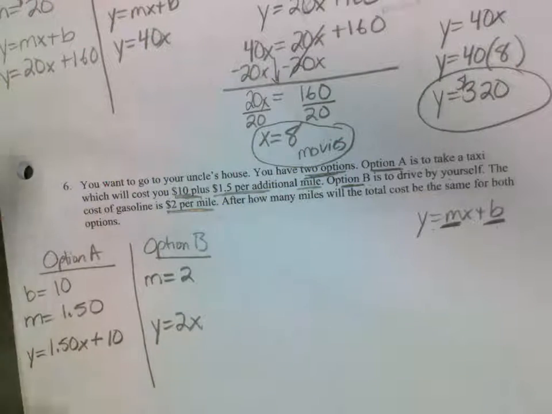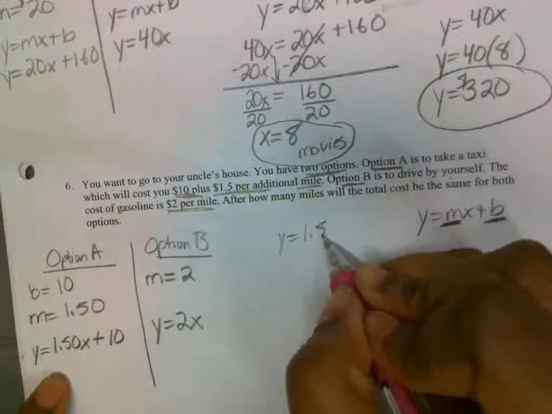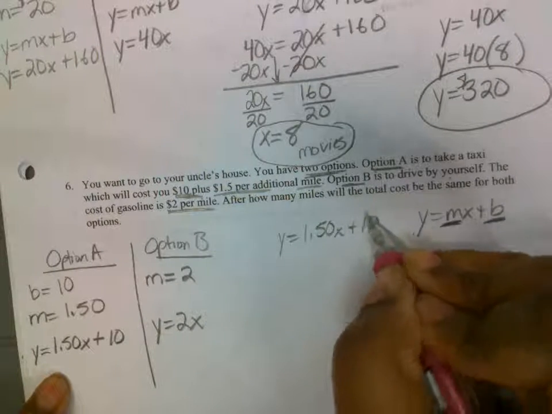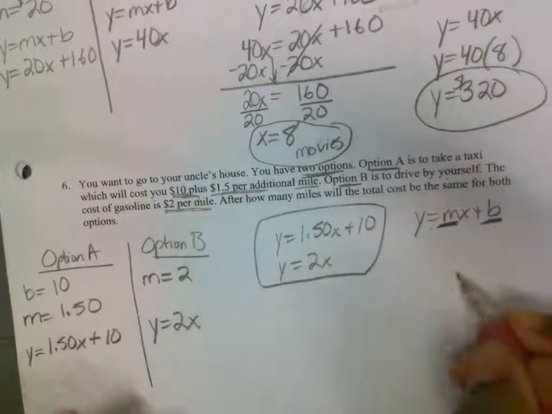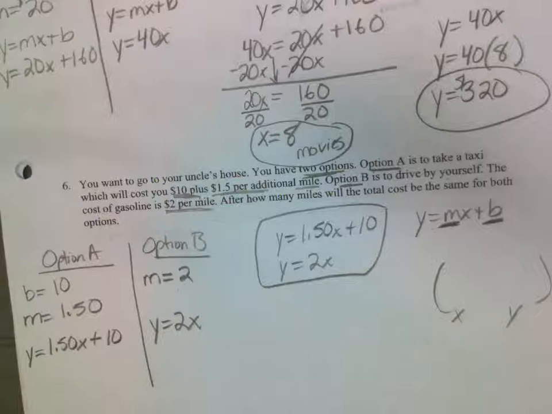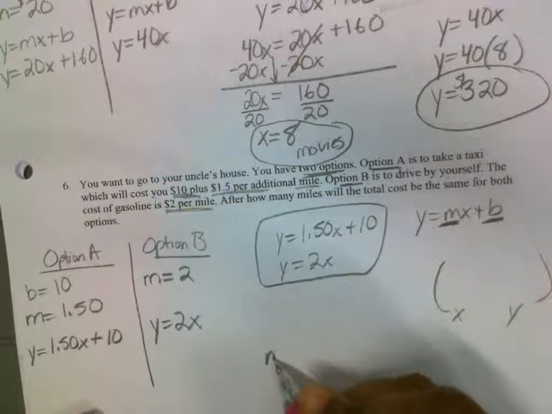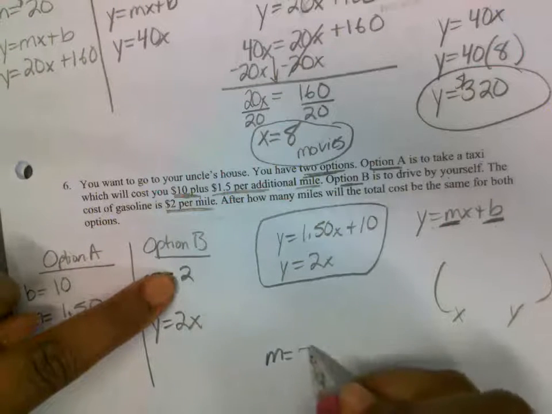All right, so now I have a system, and I'm going to graph this system to see where they cross. I'm going to figure out, when is it going to be the same amount of money? How do I know what x and y mean? Great question. I can look at my slope easily and see what x and y are. My slope is $2, and I'm going to write this in.